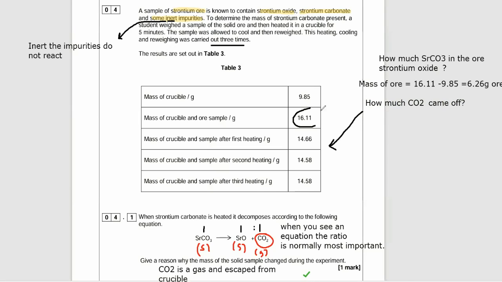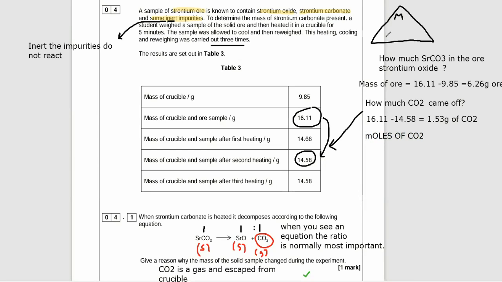Now, of that, how much carbon dioxide came off? Well, we got it down to a constant mass when it went to 14.58. So that means how much carbon dioxide came off? 16.11 minus 14.58. Whack that into the calculator. Bada bing, bada bong. 1.53 grams of carbon dioxide. Now remember I said about the moles and the ratio? We're going to work out the moles of carbon dioxide and therefore we'll know the moles of strontium carbonate in the original sample, as it's a 1-to-1. So moles of carbon dioxide is mass over the MR. The MR of carbon dioxide is 44.